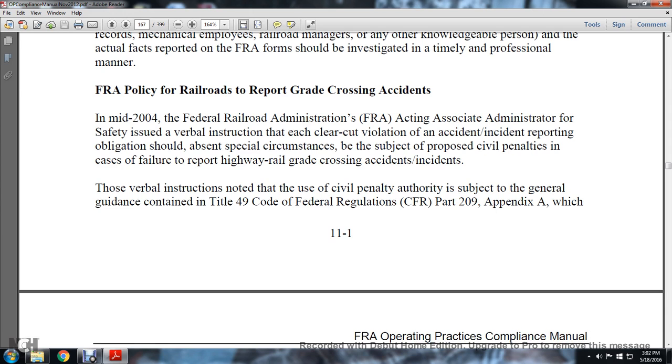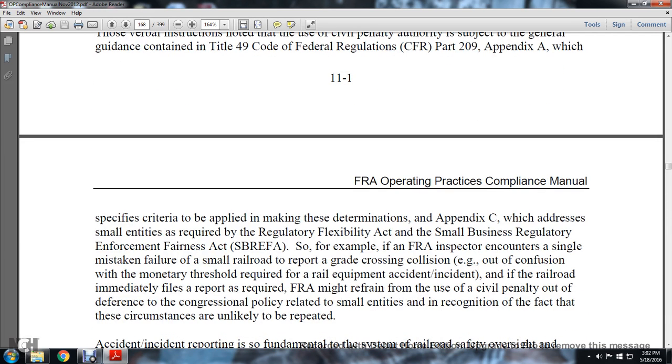Those verbal instructions noted the use of civil penalty authority is subject to the general guidance contained in Title 49 CFR Part 209, Appendix A, which specifies the criteria to be applied when making the determinations, and Appendix C, which addresses the Small Entity Regulatory Flexibility Act and the Small Business Regulatory Enforcement Fairness Act, SBREFA.